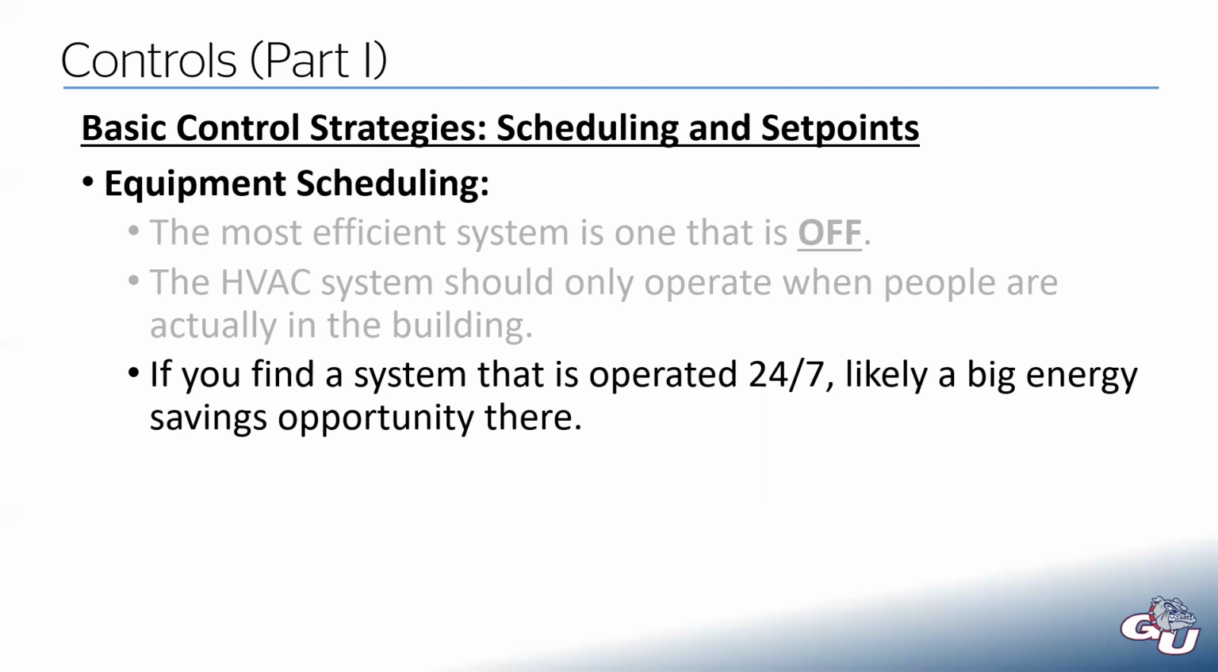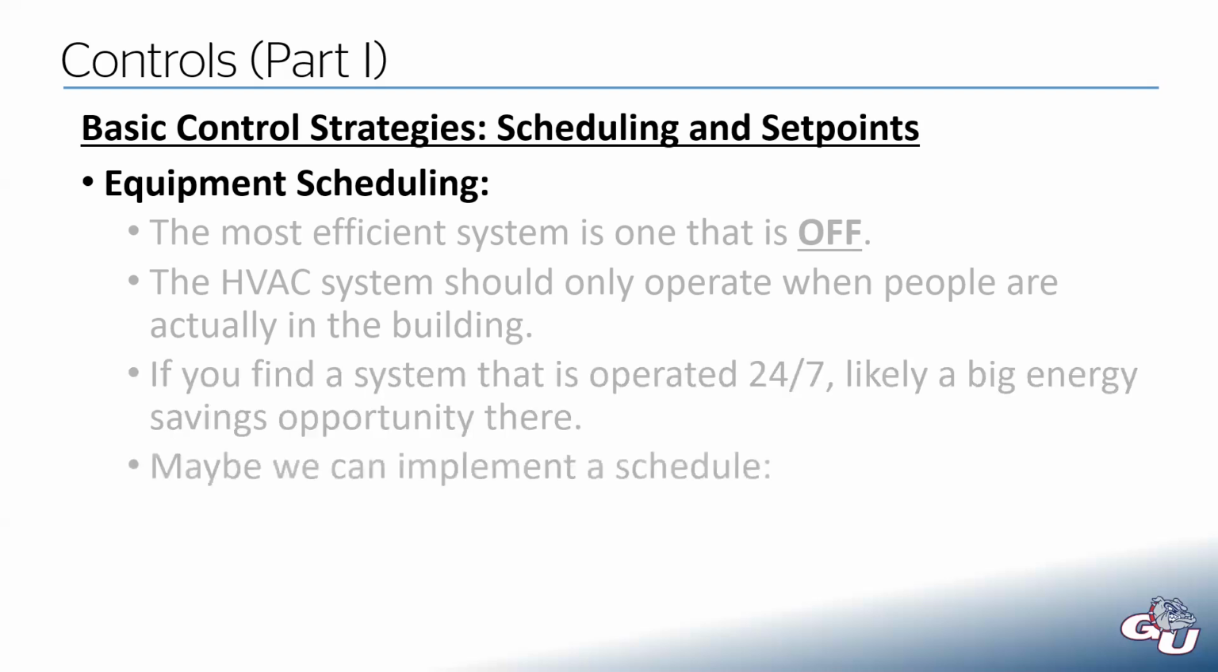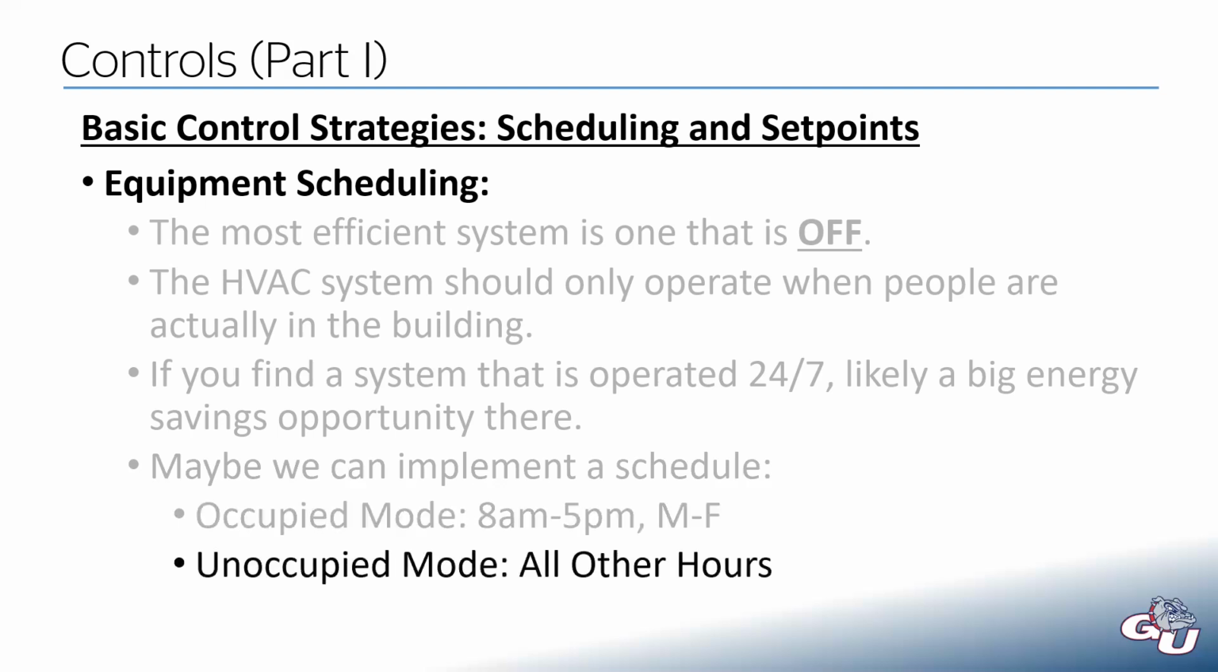If I find that a customer is running their systems 24/7 when the building might only be occupied from 7 a.m. to 5 p.m. Monday through Friday, maybe we can go in and implement a schedule. Say, we're going to run in occupied mode from 8 to 5 Monday through Friday, and then the system will go into unoccupied mode every other hour of the day. That's an extremely simple schedule you can implement that you don't usually need to replace any equipment to do, and that can save a big chunk of money right there.